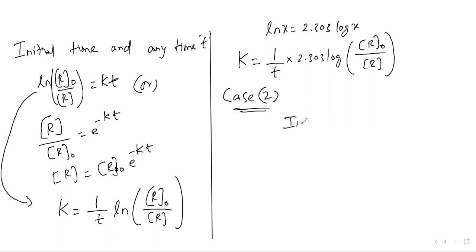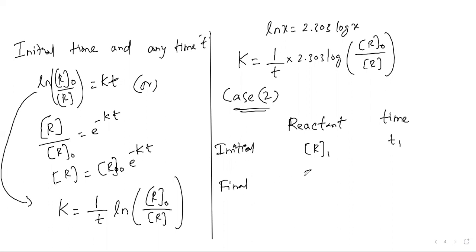Where the initial time is not 0. Initial time is T1 and the final time is T2. In the previous case, initial was before the reaction starts. Now you will take the initial concentration as R1, with time T1. And the final concentration is R2 and the time is T2.